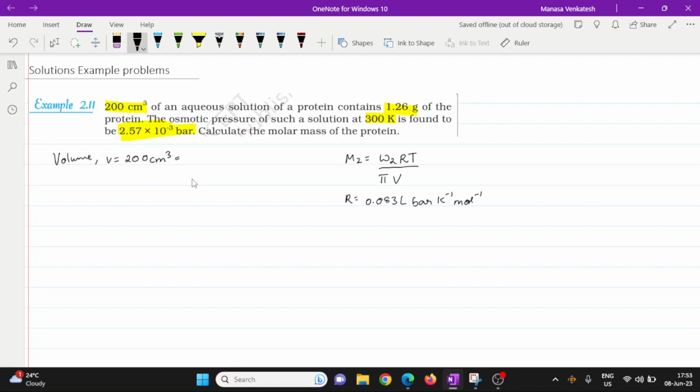I'm sorry, this is not the last example problem. There is another one, I just realized. This is the last one related to colligative properties.